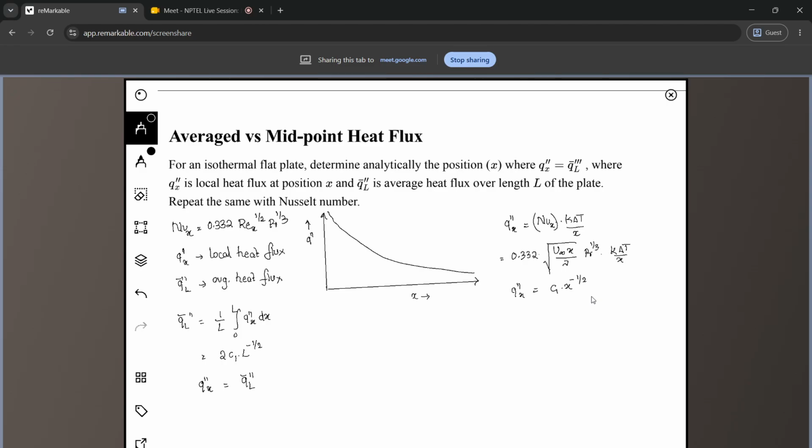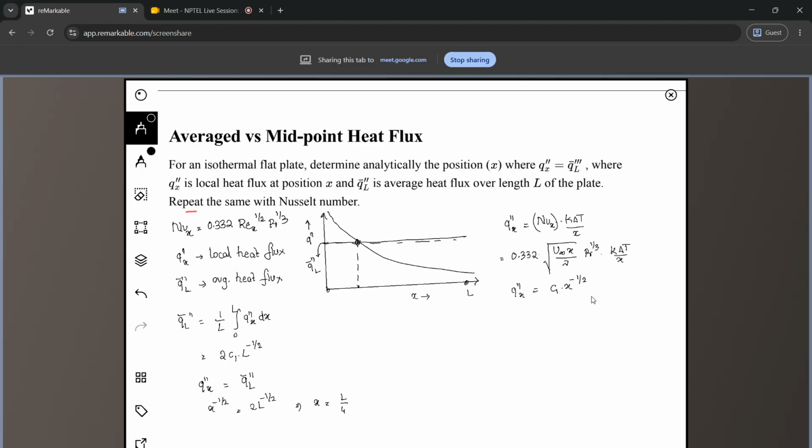If you do that, we'll get x to the power minus half as 2 times L to the power minus half. So this implies x equals L by 4. So at x equals L by 4, if this is the total length, this would be my q bar. I think this is fairly straightforward. Now let us do the second part.